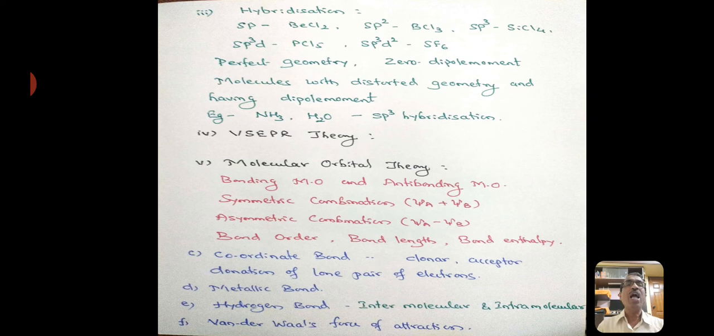These hybridized orbitals have a perfect geometry, therefore they have zero dipole moment. Some of the molecules have a distorted geometry having a certain dipole moment. It is because of the presence of lone pairs of electrons. The examples of this type of molecules are ammonia and water molecule.